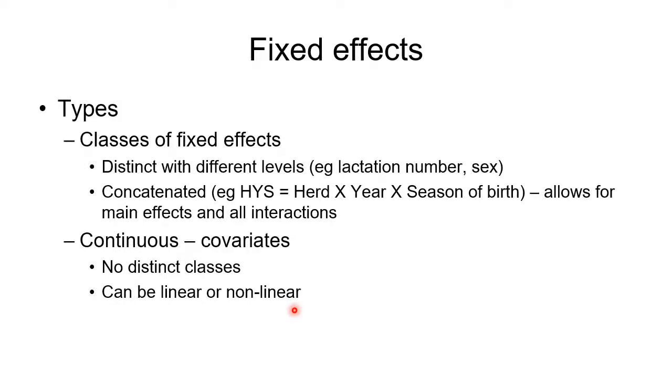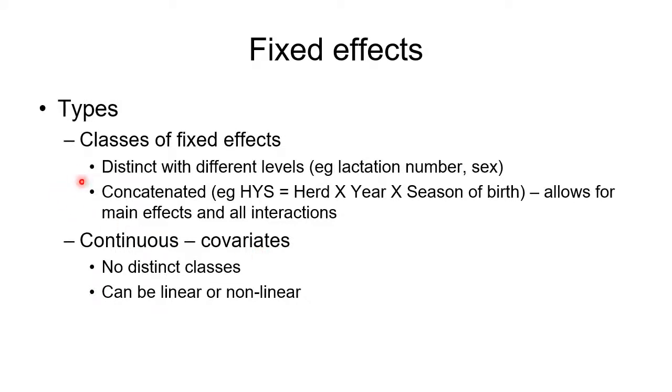The fixed effects, remember, P equals G plus E, so the fixed effects you can also classify as big E, or environmental effects. You get different types. You get classes of fixed effects, or direct fixed effects, expressed as classes, and you also have continuous covariates that you can fit to your model.